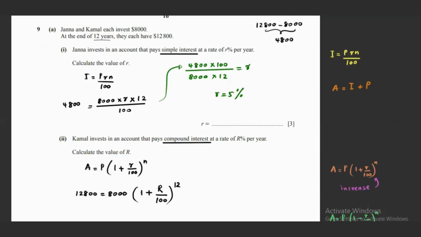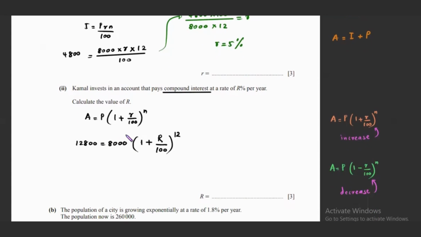Now I need to solve this to find what R is. To do that, I need to bring this 8,000 to the other side. It gets multiplied when it's on the right side. When I take it to the left side, it gets divided. So it will be 12,800 divided by 8,000. This is equal to 1 plus R over 100 to the power 12, which means if I'm to get rid of this power of 12, I need to do the 12th root of this answer that we get. So I'll put it like this. So this will give us what 1 plus R over 100 is equal to.